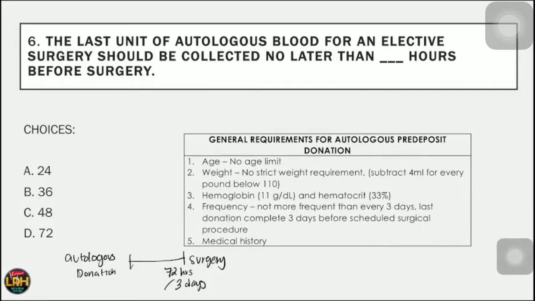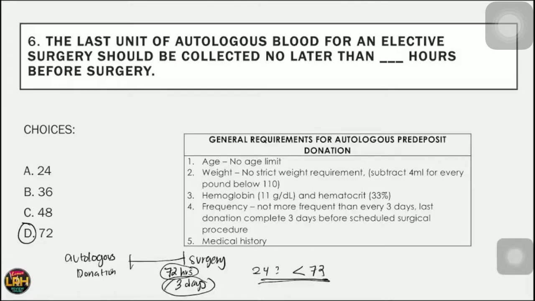Although some facilities would allow more than the 72 hours suggested by the AABB. So why not 24 hours? Why not less than 72 hours? Why should it be 72 hours or 3 days?